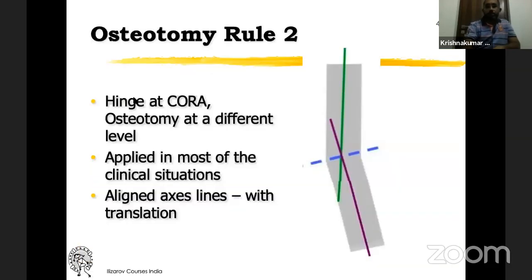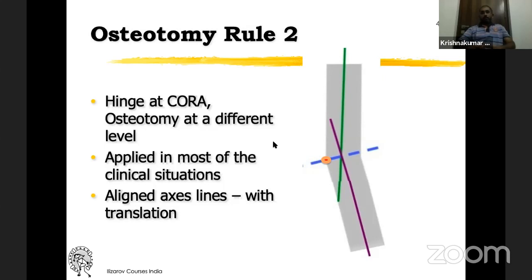Osteotomy rule 2 is hinge. Again, it's kept at the CORA, but you are doing an osteotomy somewhere away from the actual level of deformity. So what is the situation in which you do this? Like in a case of proximal tibial deformity, suppose the apex of the deformity is proximal to the tibial tuberosity, you will not be able to do the correction at that particular level. Your osteotomy has to be a little bit away from the apex of the deformity.